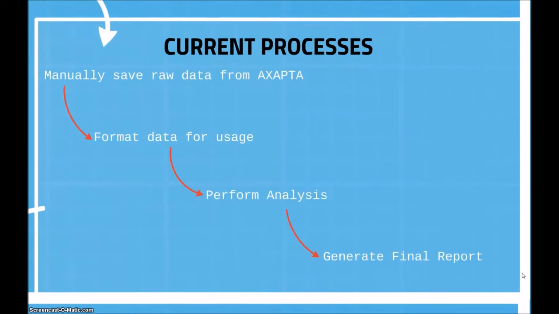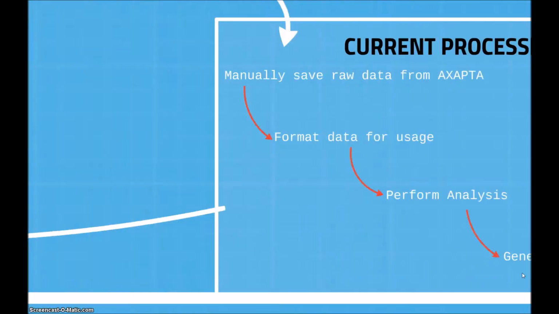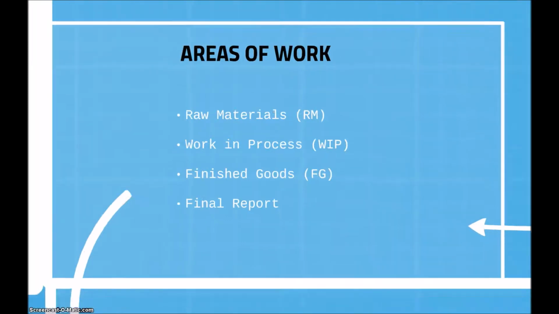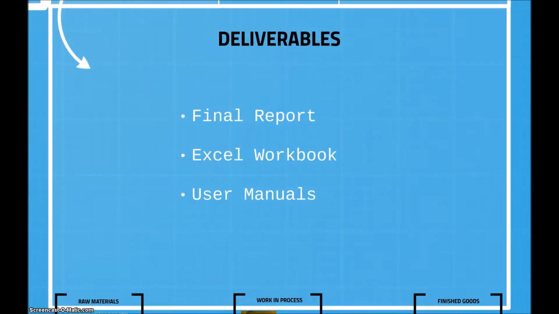The current process for the user is to manually save the raw data from Exapta, format the data for usage, perform analysis, and generate the final report. There will be 4 main areas of work: raw materials, work in process, finished goods, and the final report. There will be 3 main deliverables: the final report, an Excel workbook, and 2 user manuals.